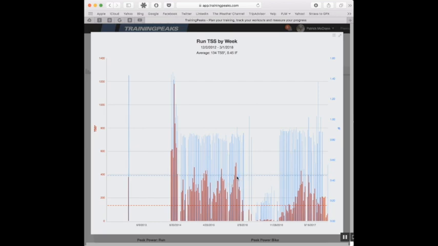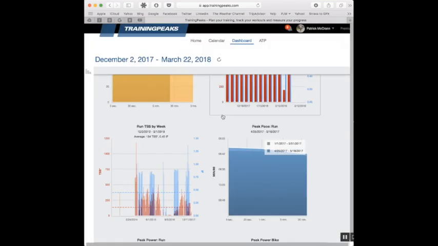So the run TSS by week can be an important tool in a short-term window. And it's also nice to look at long-term, again, just to understand what your body can handle, what that load looks like. So I'm a huge fan of looking at that chart as well.